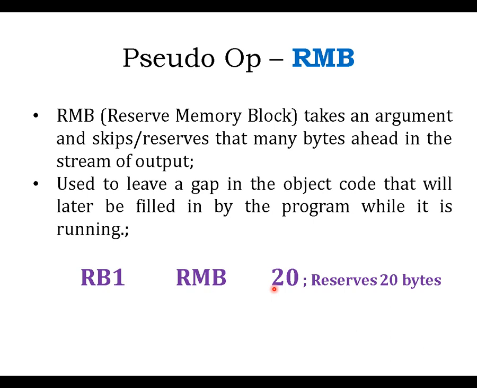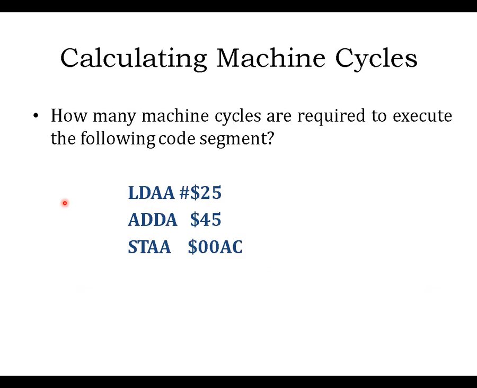So these are different things you can use, but remember, all these terms like RMB, FCC, FCB, FDB, or ORG are the pseudo ops. These are not exactly the Motorola instructions, but they are the assembly commands you always want to use with your assembly compiler to tell the compiler some special thing that you have seen here. Why we need this, we'll see soon.